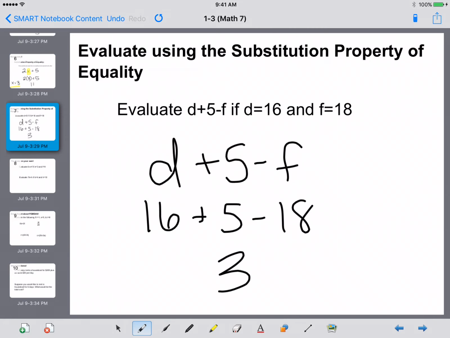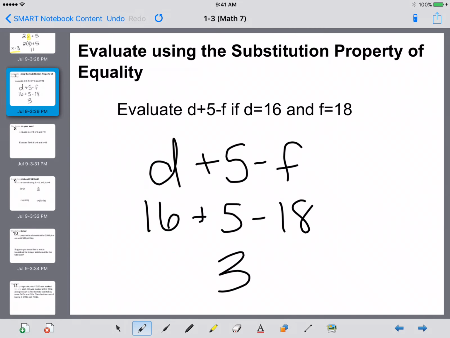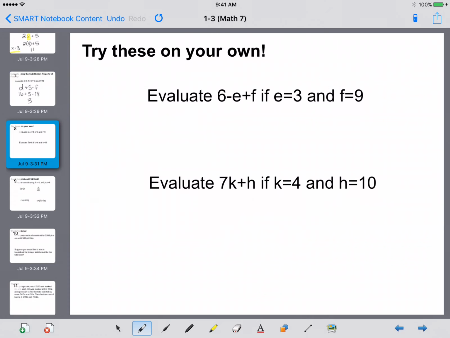Boom. Easy as that. So I want you to try these ones on your own and compare. If you get it wrong, double check, try again until you get that right answer. So this one equals 12, and this one equals 38.